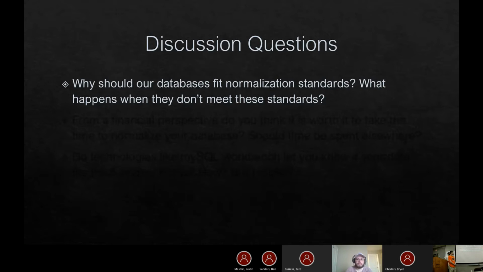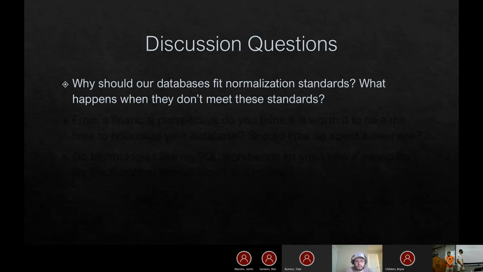So we're going to start off with our discussion questions. Why should our databases fit normalization standards, and what happens when they don't? Anyone like to answer these? Anybody on Teams? Yeah, I'll answer if no one else will.